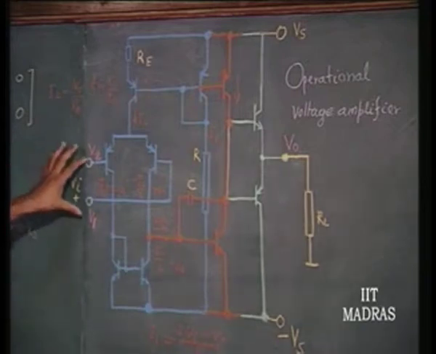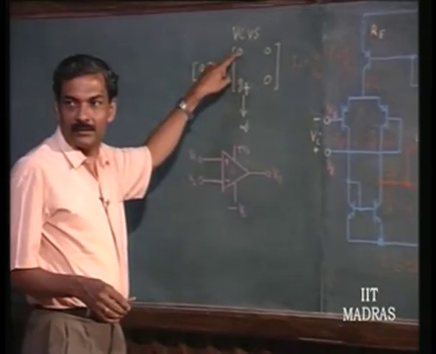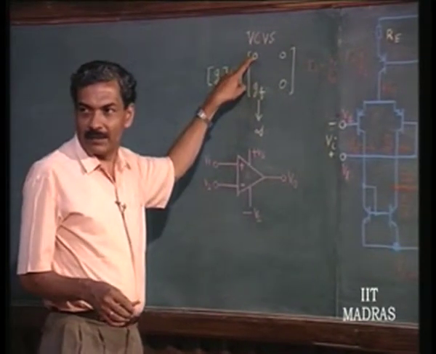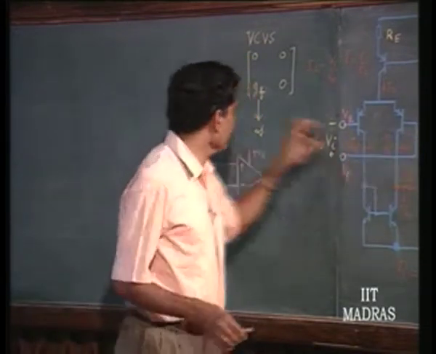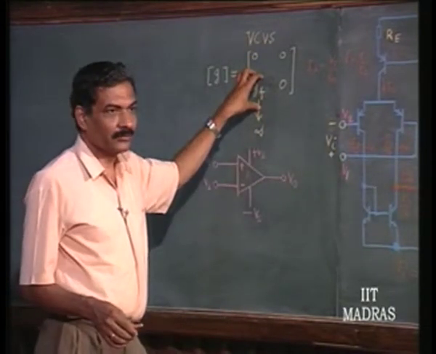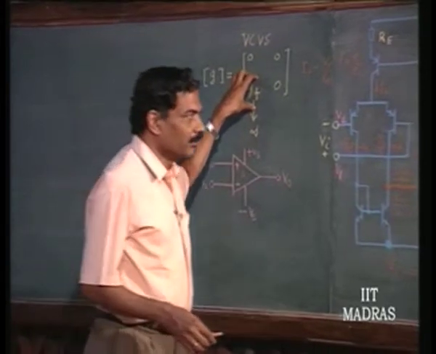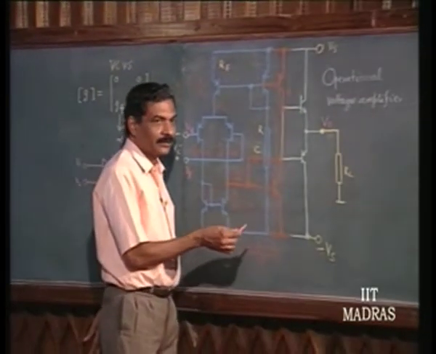So, I know the input impedance, okay. So, I know this parameter, 1 over that input resistance. I know the open loop gain, that means I know GF, right. Now, how do I evaluate the output impedance?